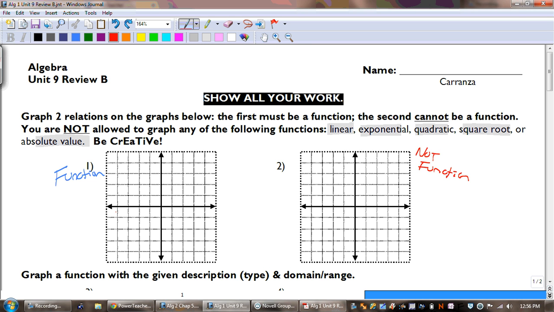And for ones that are not a function, remember, it cannot pass the vertical line test. So that passes the vertical line test where something like this would not. Okay, so that's up to you. You guys draw it and check. Okay, you can come see Ms. Carranza or myself.